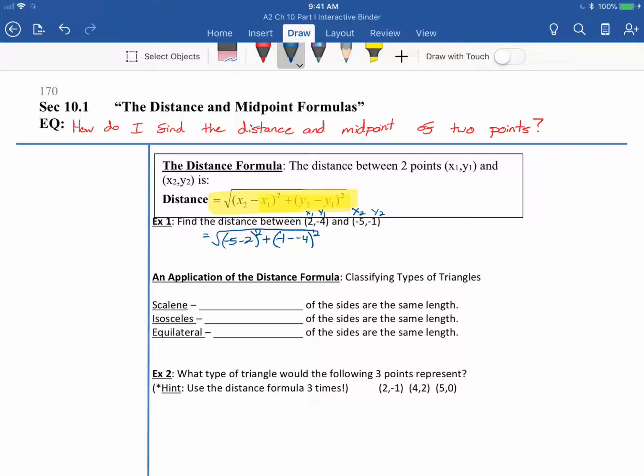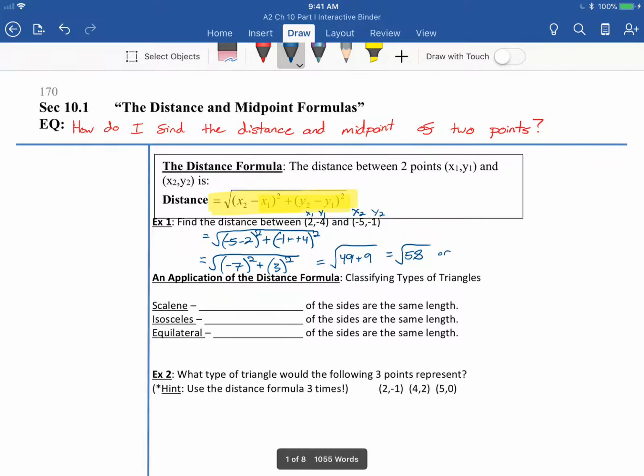All right. Sometimes you got to be a little bit careful here where those double negatives and things like that happen. So this turns into the square root of what? -5 minus 2 is -7 squared, plus -1 minus a -4 is -1 plus 4, which is 3 squared. All right, so this turns out to be the square root of -7 squared is positive 49. Be careful there. That's a common mistake for people to make. -7 times -7 is positive 49. Plus 9, which is the square root of what? 58.